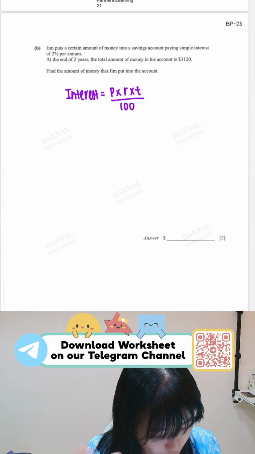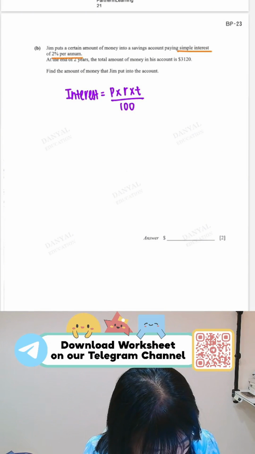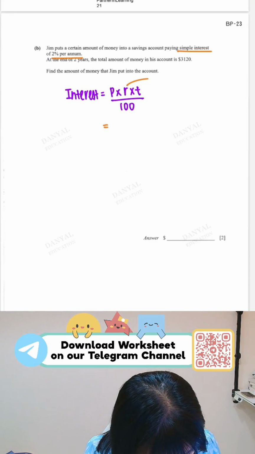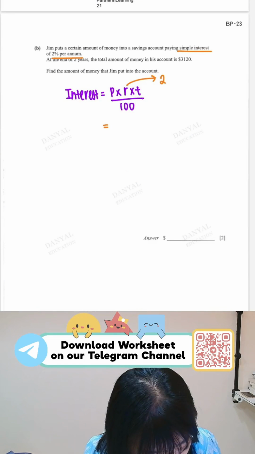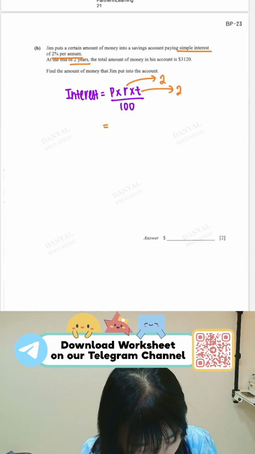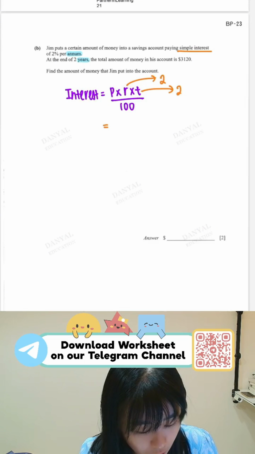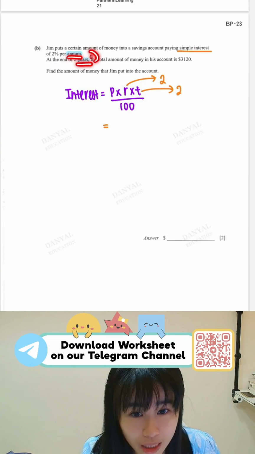We don't know what the interest is. We just know that the simple interest rate is 2% per annum, which means the R is 2. At the end of 2 years, which means I know the time is 2 years. Must make sure of this, everybody: per annum and years must be the same.